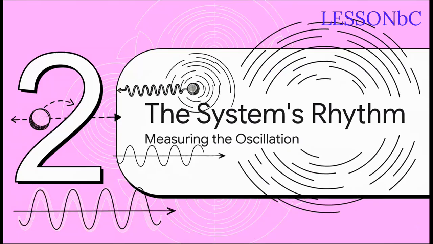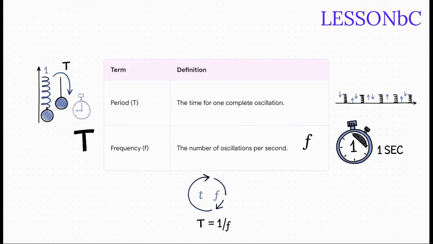Okay, so we know what the motion is. Now let's talk about how we describe it. How do we measure the unique rhythm of this oscillation? We've basically got two main tools for this job. The period, that's the capital T, is simply the time it takes for one full cycle, back and forth. And the frequency, lowercase f, is the flip side. It's how many of those cycles happen in a single second. They're perfect inverses of each other.